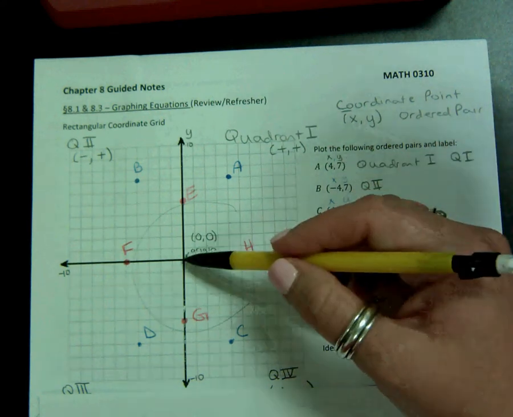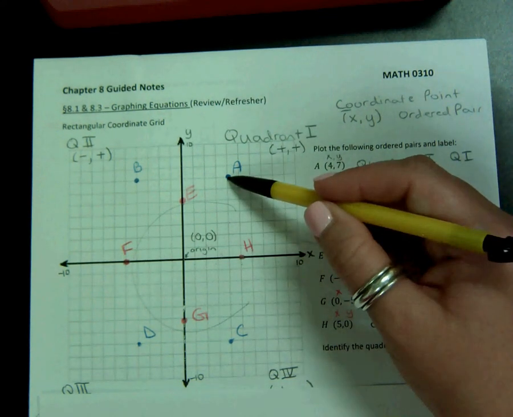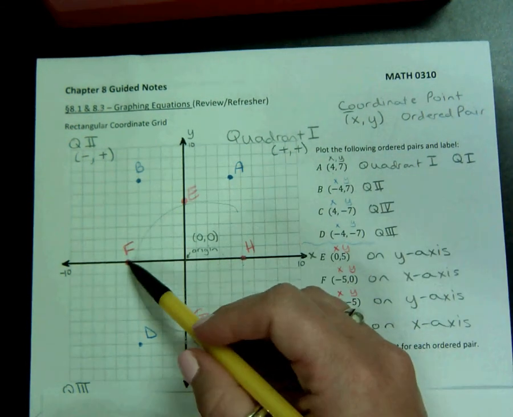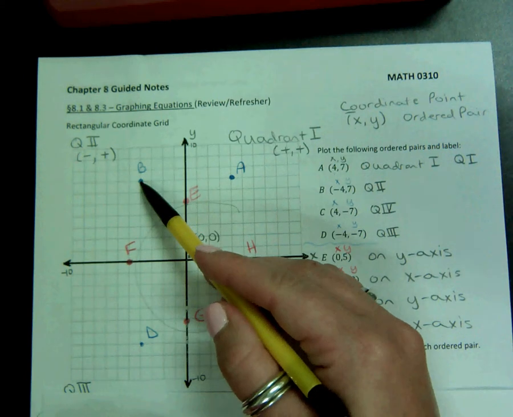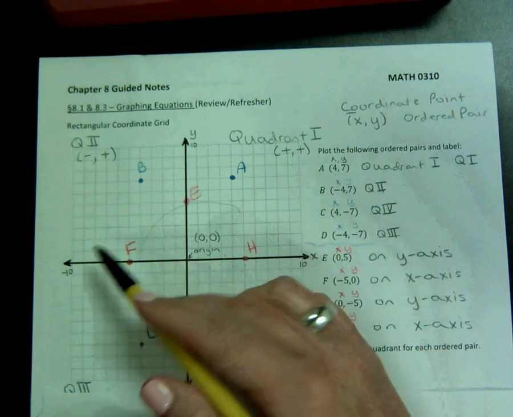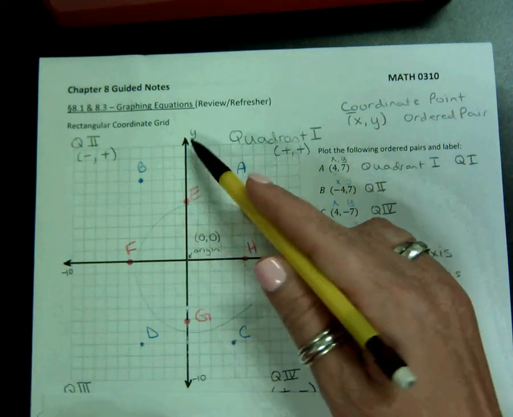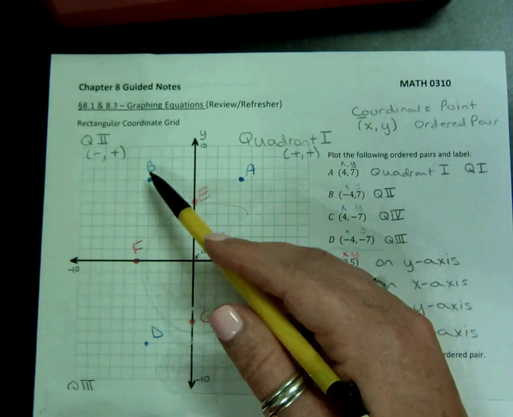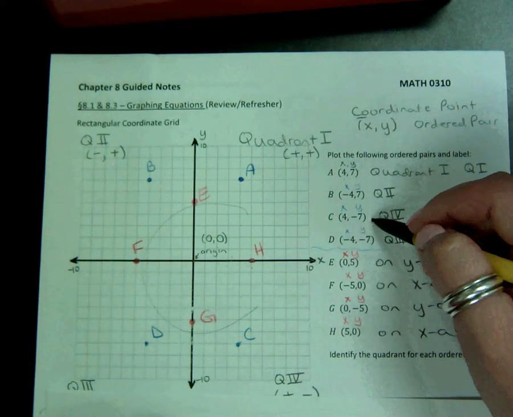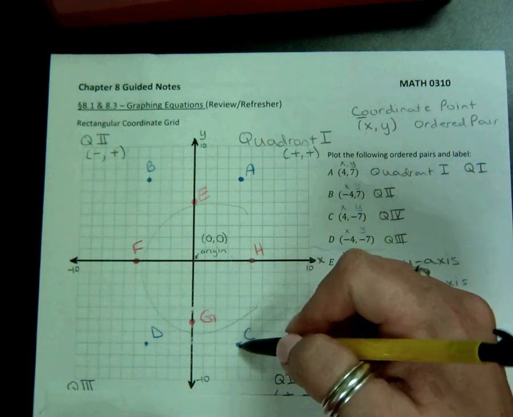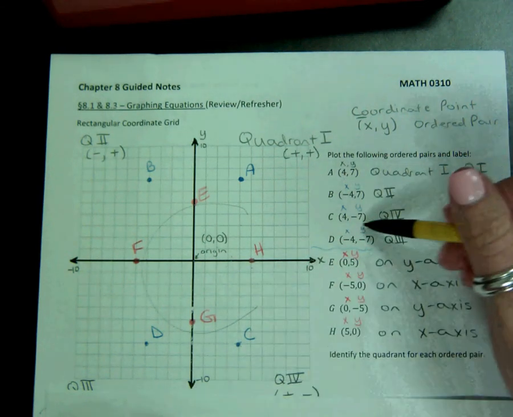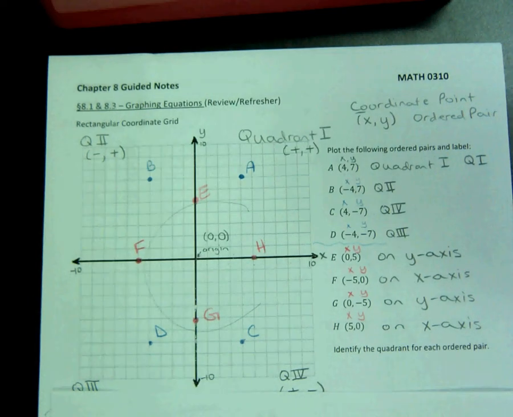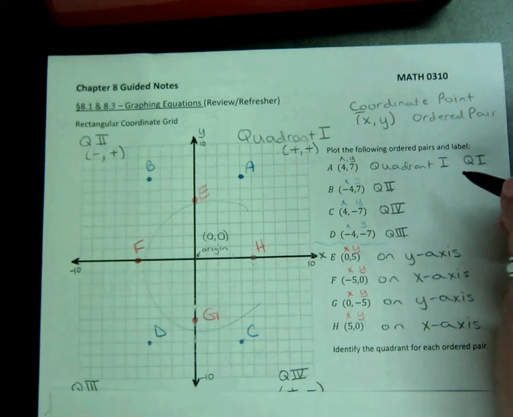4, 7 would be 4 to the right and 7 up. That's where point A is. Negative 4, 7 would be 4 to the left and then 7 up. So to the right is positive, to the left is negative. Up is positive and down is negative. So point B is at negative 4, positive 7. Point C is at positive 4, negative 7. And finally point D is at negative 4, negative 7. And we use capital letters to label individual ordered pairs.